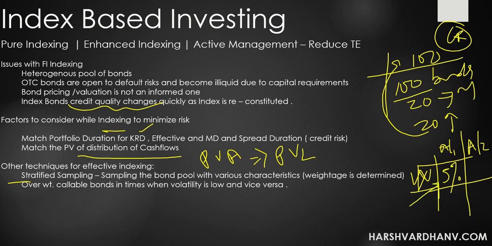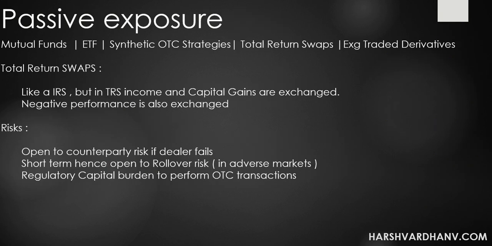Stratified sampling, if you read it from the book, is very simple. I have written it in the simplest language. Sampling the bond pool with various characteristics, the weightage is determined. We determined 5% is invested in the index in clean energy, so I will also invest 5% in clean energy bonds. If 10% is invested in oil sector bonds, I will invest 10% in oil sector bonds, and so on and so forth.